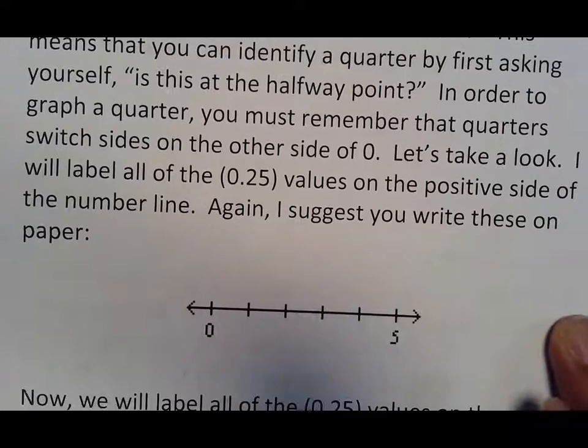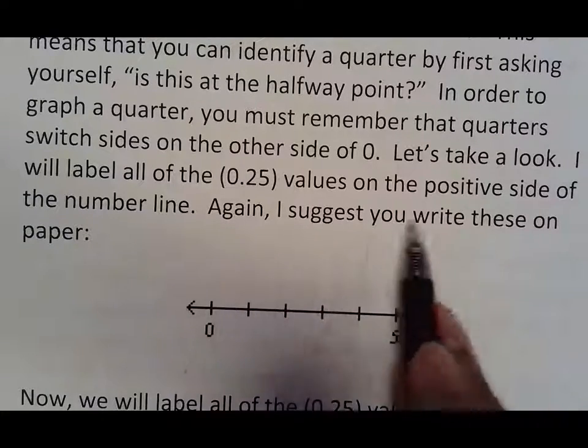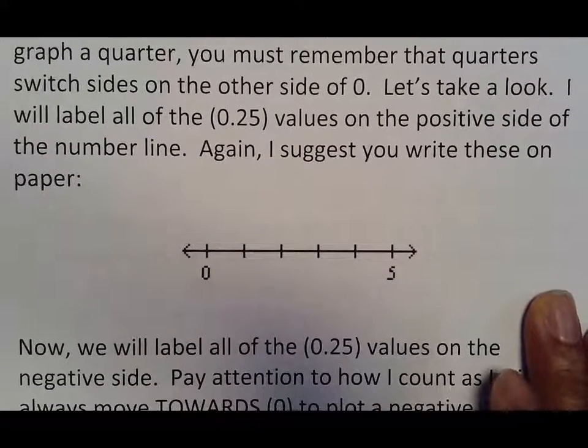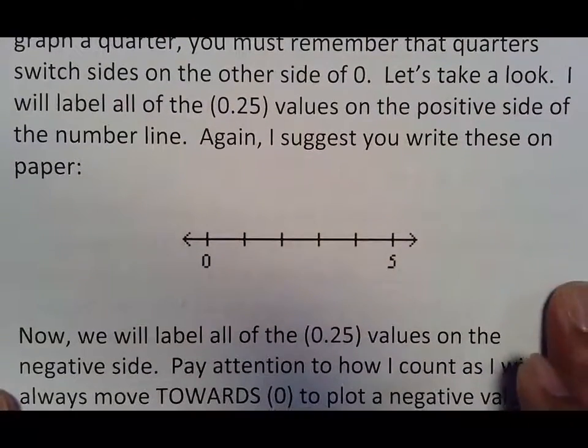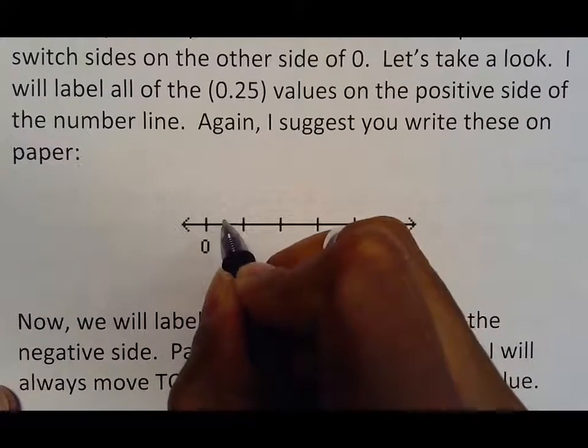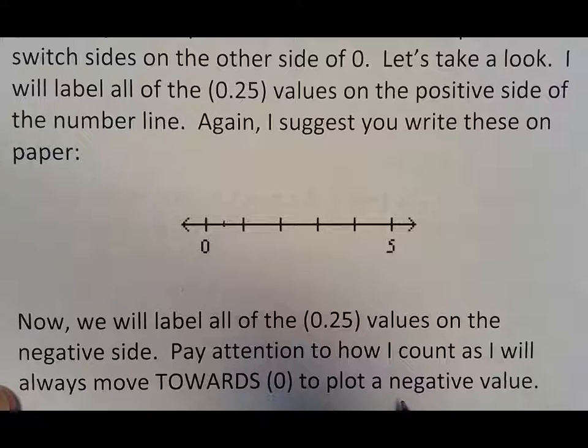Again, let's just take a look. I'll label all the 0.25s on the positive side of the number line. So there's actually two 0.25s because you have two of them. So what we're looking at here is this is 0, and what I'm going to do instead of putting a point is I'm going to put a small line for my half.